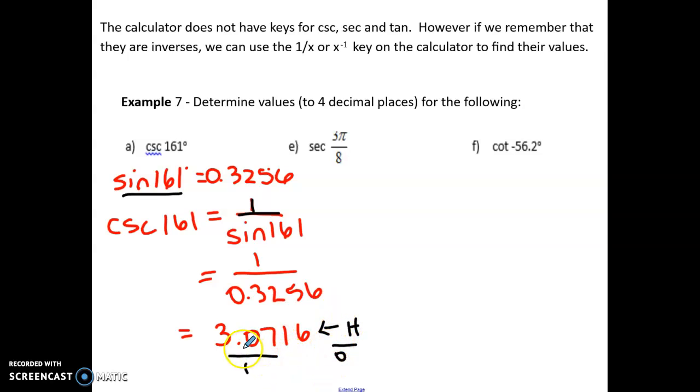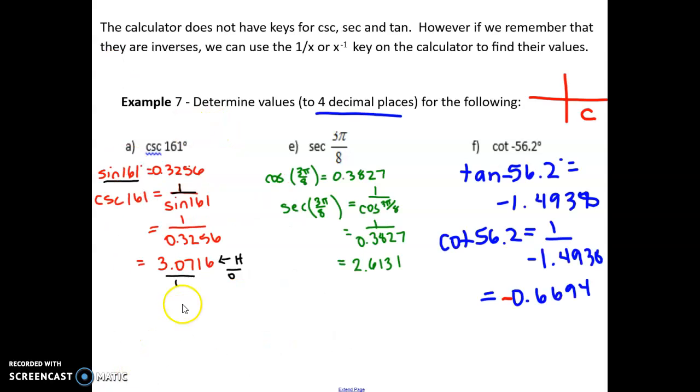Also, please remember that what this means is now that 3.0716 is the hypotenuse compared to the opposite. So now, again, we're getting numbers bigger than 1 because your hypotenuse is going to be larger than your opposite side length. Let's try the next one. You can check your answers for the other two on the board.